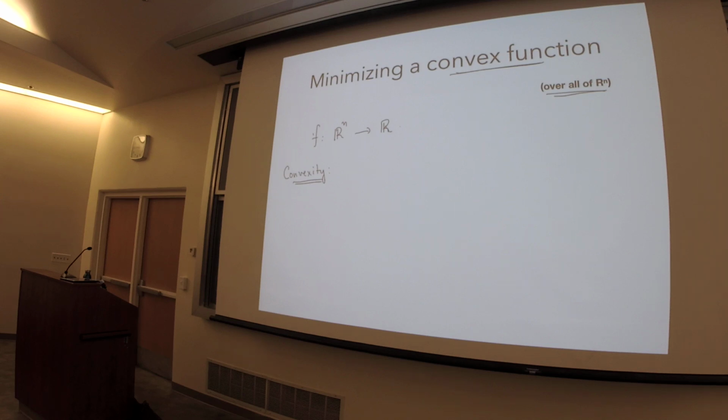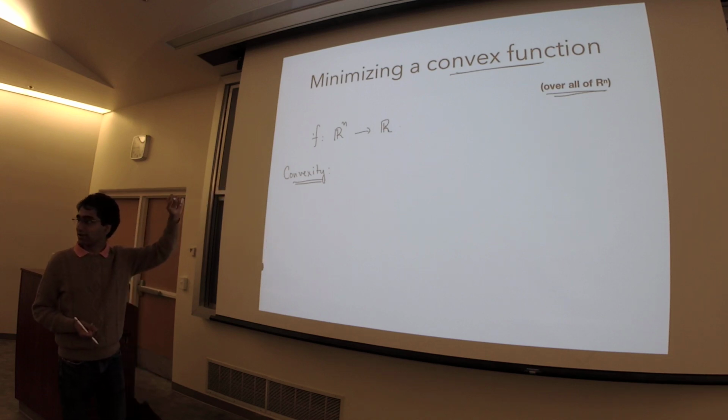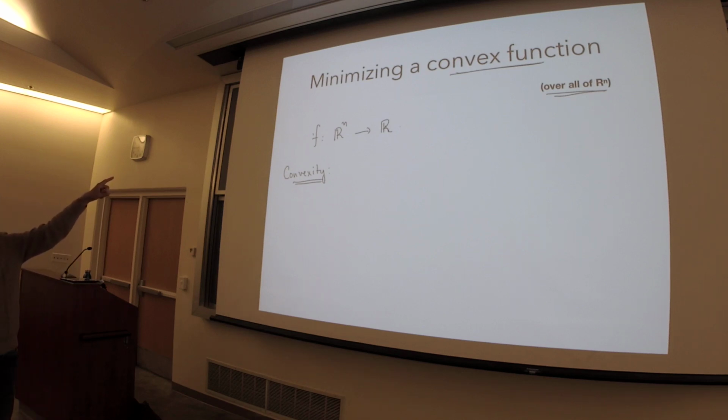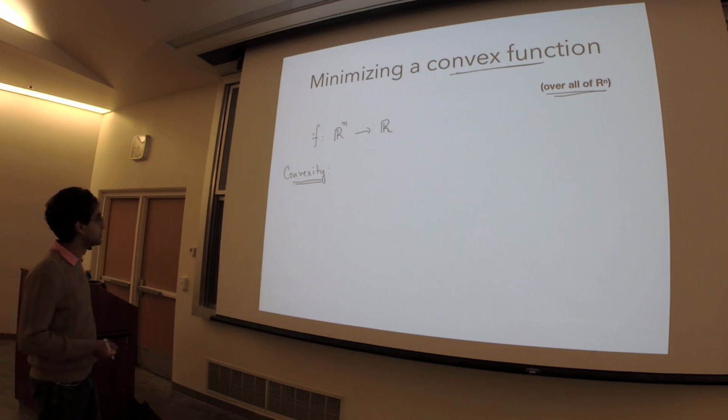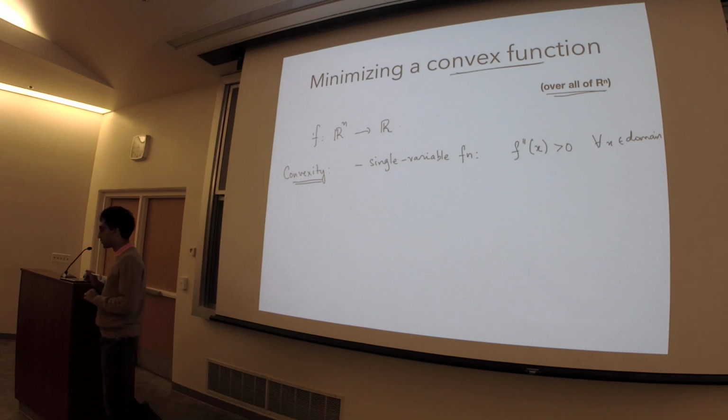Right. So the most common thing which you would have seen in high school calculus is if it was a single variable function, right? So if f was a real valued function, f maps R to R, okay, so it's a single variable, then convexity is usually defined as f double prime of x is bigger than 0 for all x in the domain. So yeah, if it's multivariable, then you need to show the Hessian matrix is positive something.